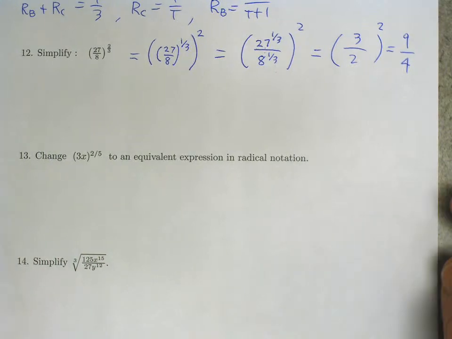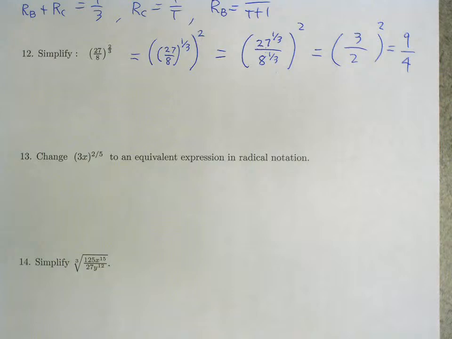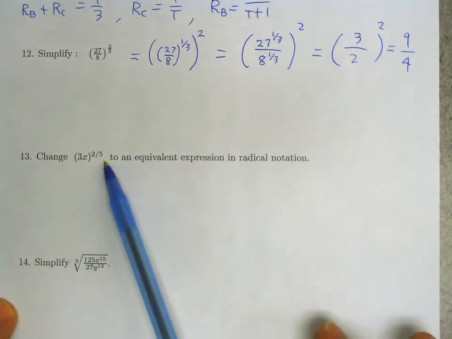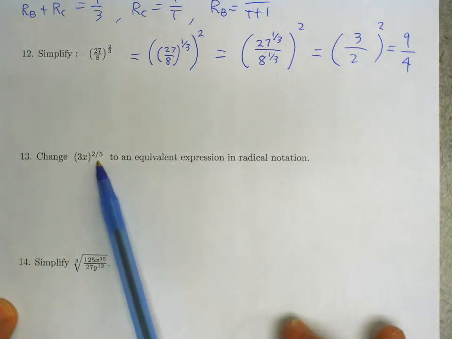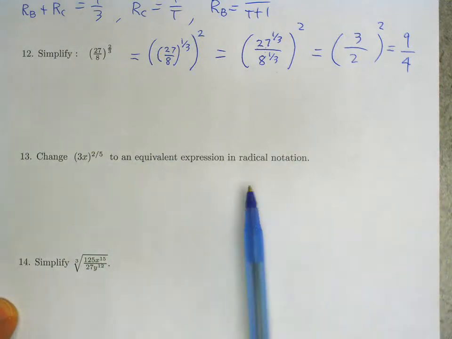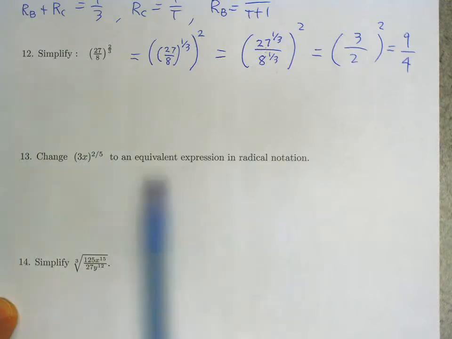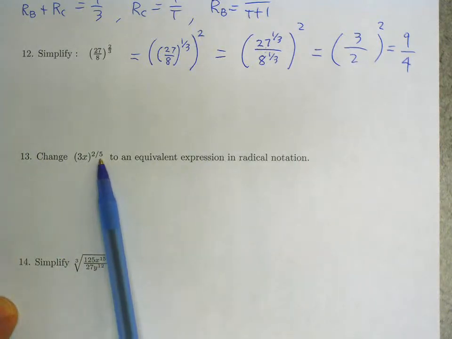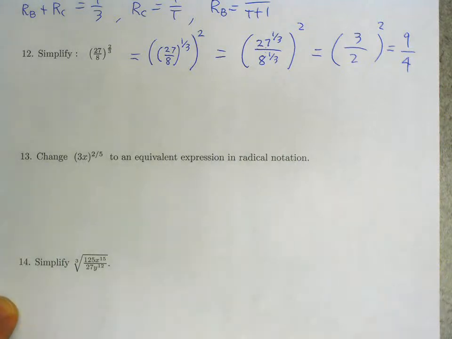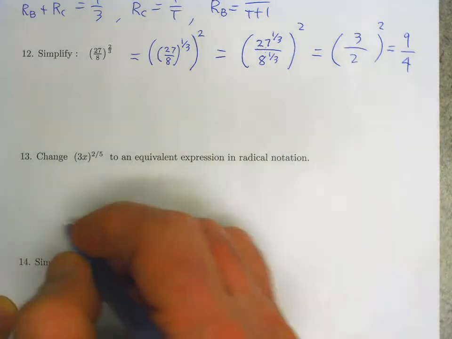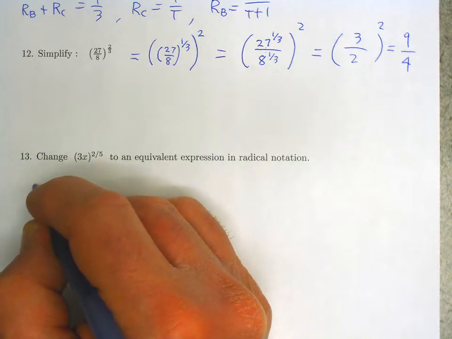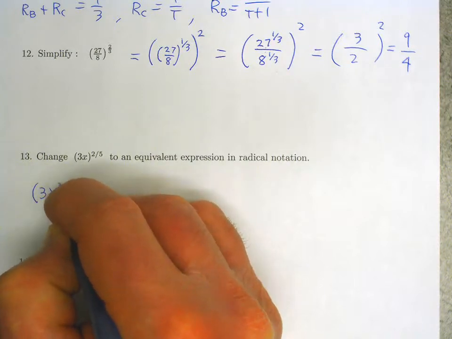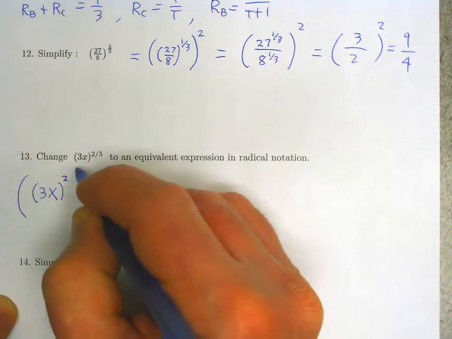Okay, the next problem, number 13. Change the term 3x raised to the 2/5 to an equivalent expression in radical notation. Okay, the exponent is the fraction 2/5. We want to convert this to radical notation. So since the denominator of the exponent is 5, the index of the radical is also 5. You can rewrite this as 3x to the second to the 1/5.